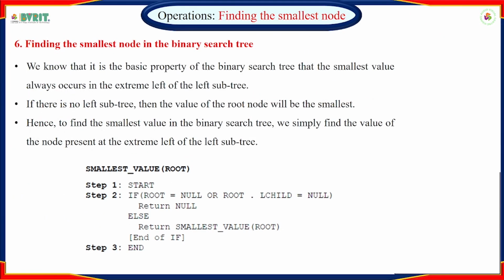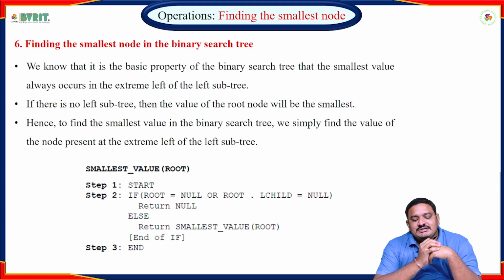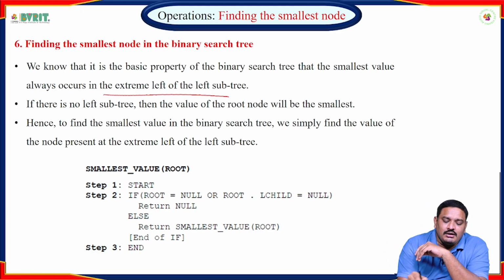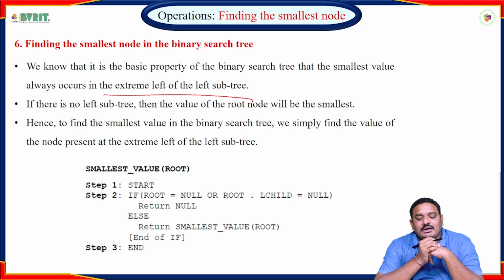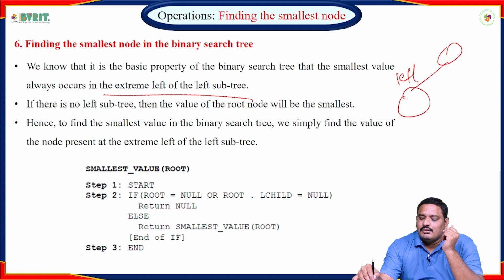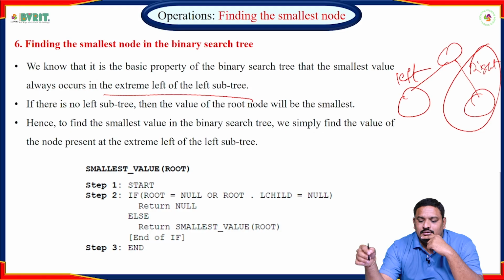The next operation is the smallest node in the binary search tree. As we know, the basic property of the binary search tree is that the smallest value always occurs in the extreme left of the left subtree. The highest value of the root node is in the right of the right subtree. That topic is covered in the upcoming slide.